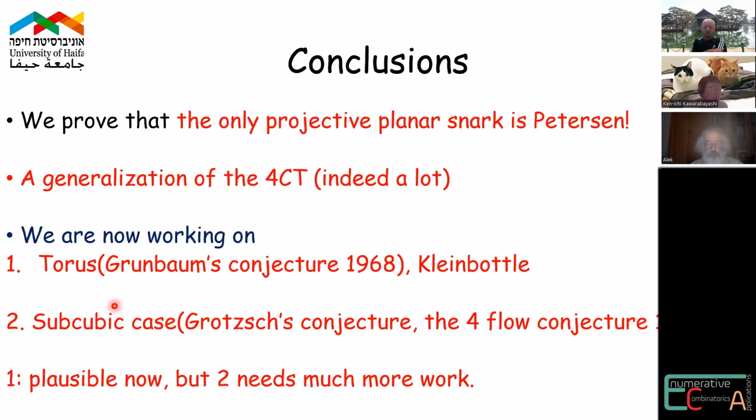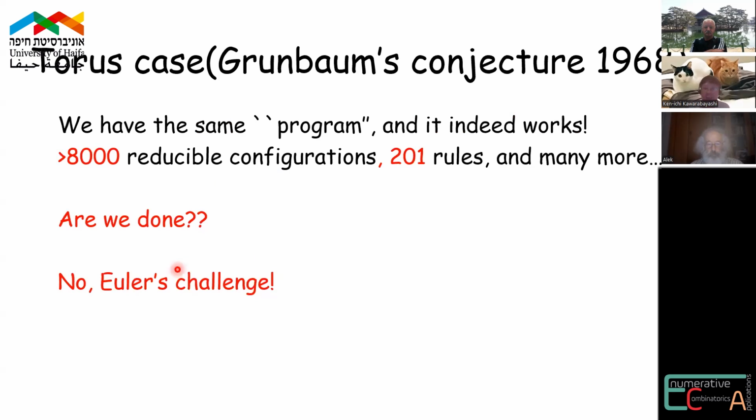So the only thing I'd like to talk about a little bit is the torus case. We actually did a lot. We already did almost 8,000 reducible configurations, the 201 rules, and many, many more. And we actually get something very similar to the projective plane. And I thought we were done, but not really.